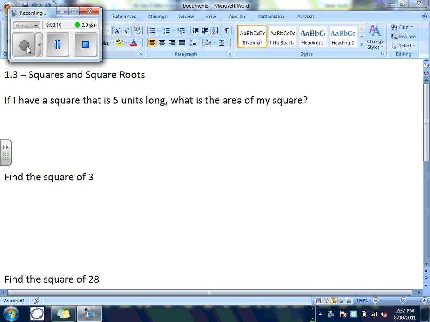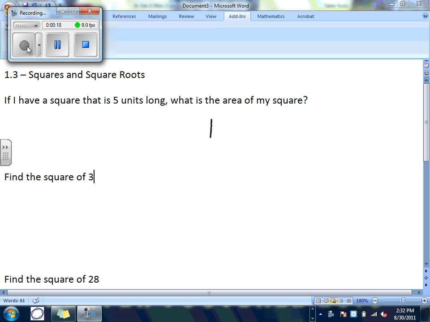Well, we all know the geometric shape of a square. We all know a square is a four-sided figure. They all have right angles, right? But the biggest thing that everybody knows about a square is that all four sides are equal length. Okay? Well, if we want to figure out the area of a square, if we know it's 5 units long, that means that every side is 5 units long.